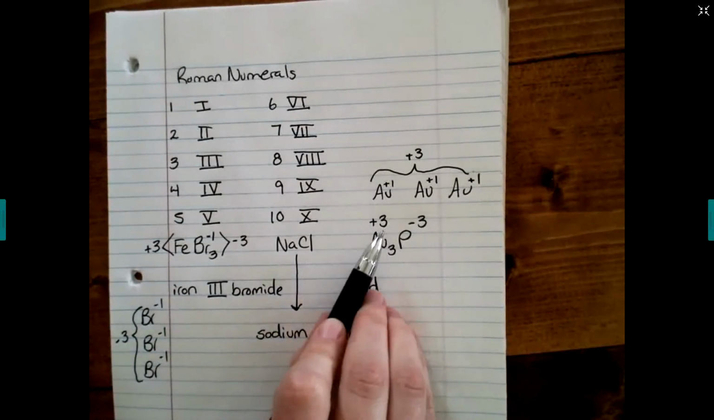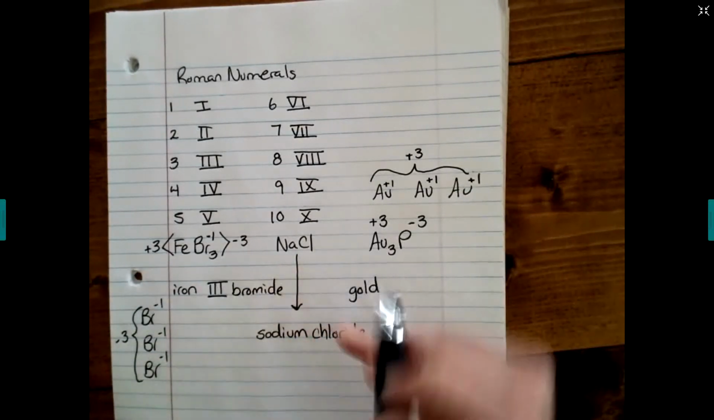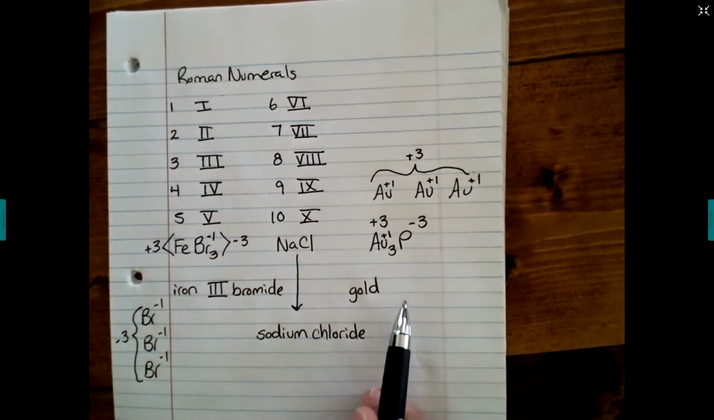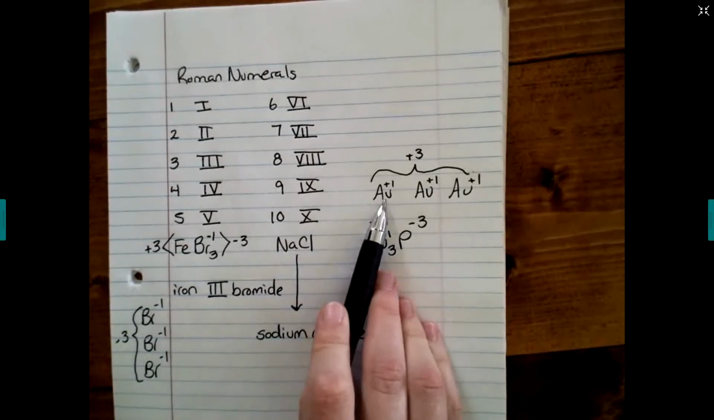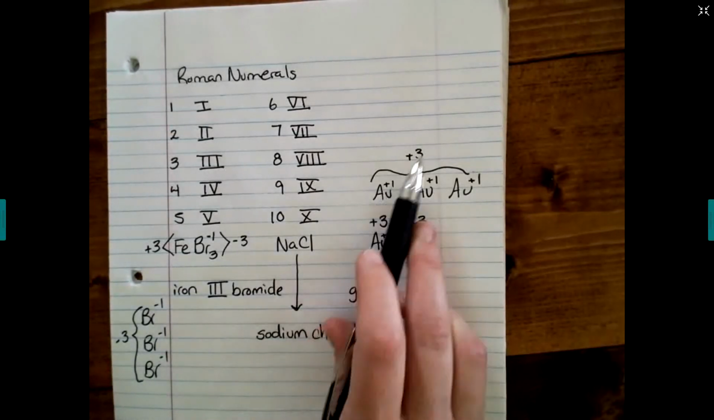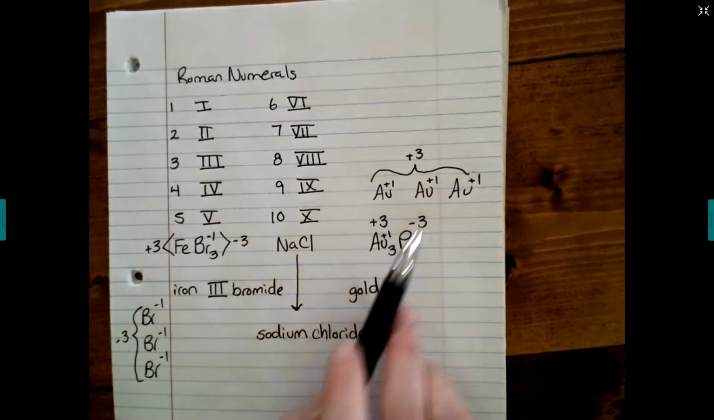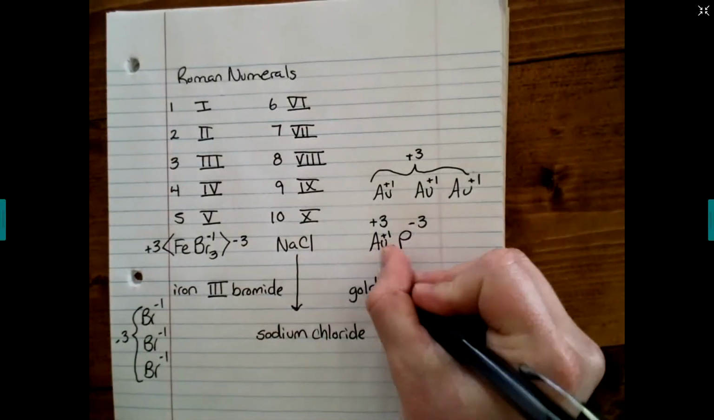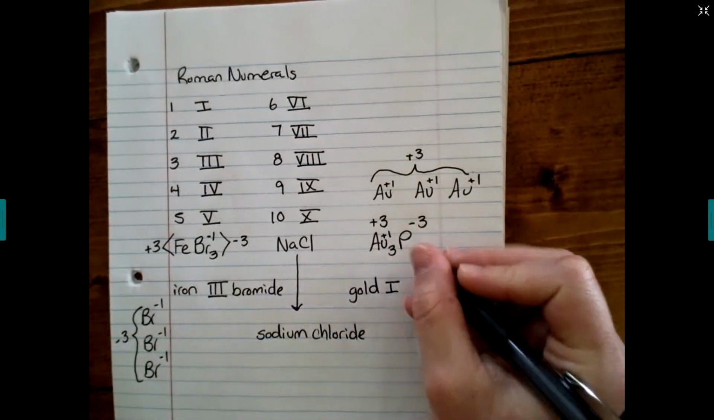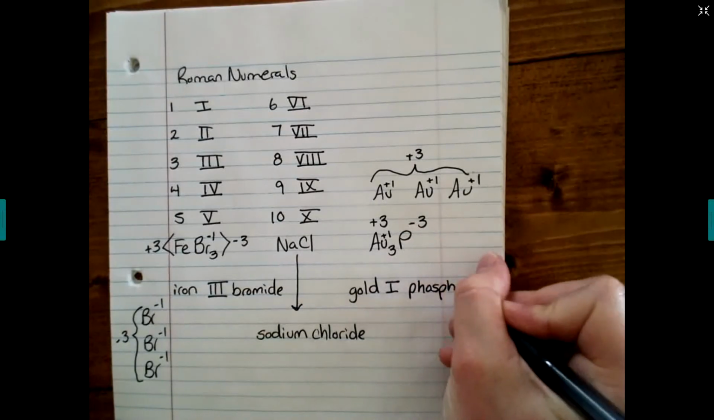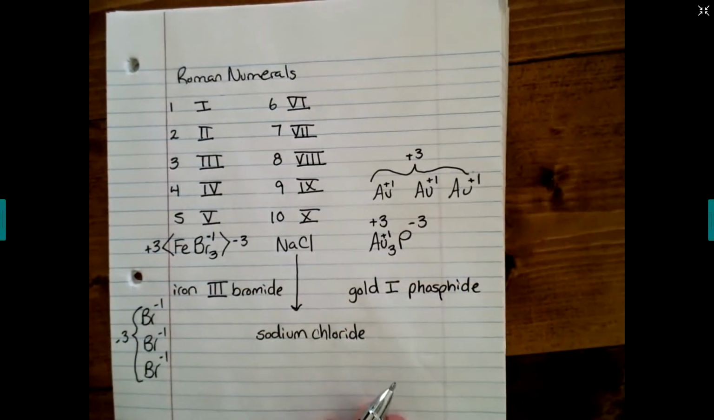So again, what we just did is we just divided 3 by 3, and we got +1. And when you write your Roman numeral, you want to give the charge of the individual gold ion, not the charge of all 3 of them. So we're going to put our Roman numeral 1 for gold. And then since phosphorus is our non-metal, we're going to change the ending to phosphide. So that's how you name those first 3 examples from our PowerPoint.